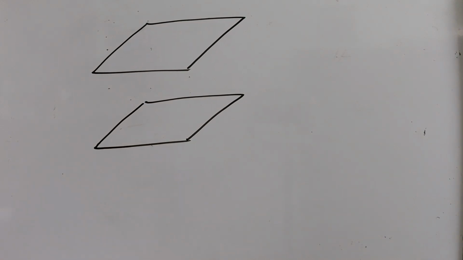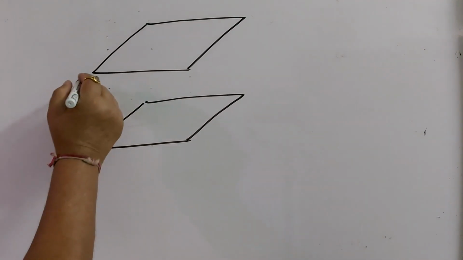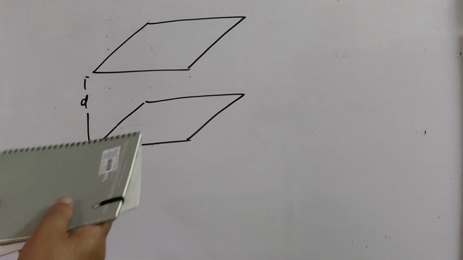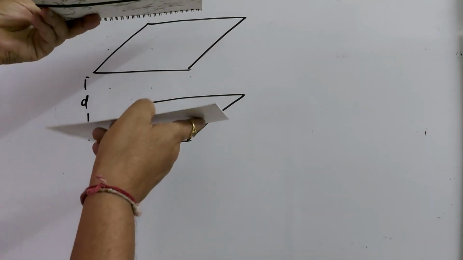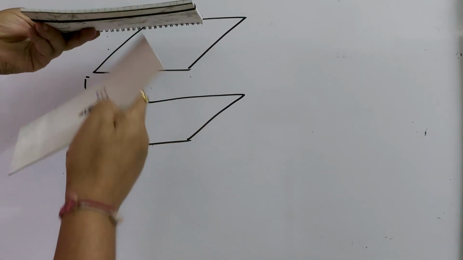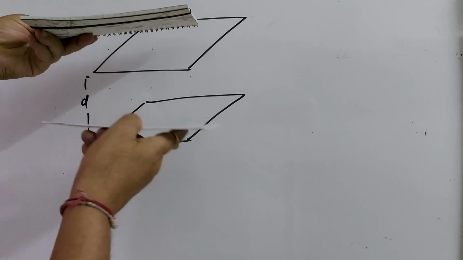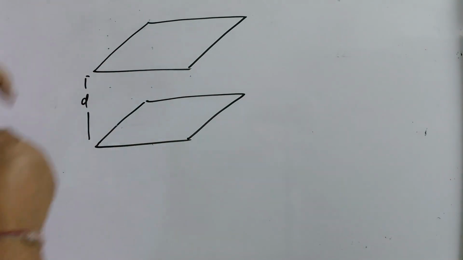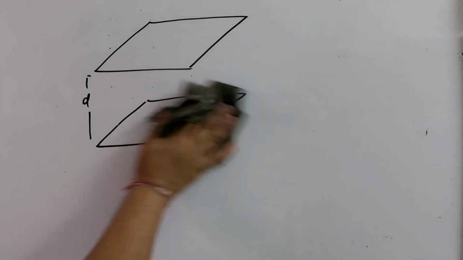Now in a parallel plate capacitor we have two conducting plates which have the same area. Suppose the area of each plate is A and the gap between the plates is D. You can imagine these are the two plates, this plate and this plate, the area is the same and the gap between them is D. Moreover, you can keep them like this also. So if these two plates are kept like this, they can be represented by two parallel lines.